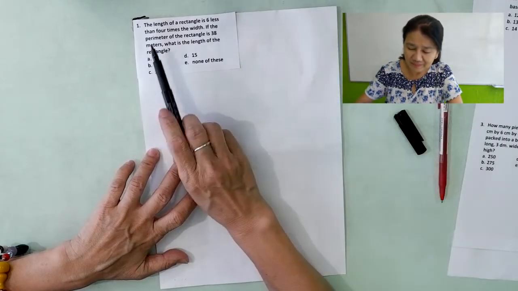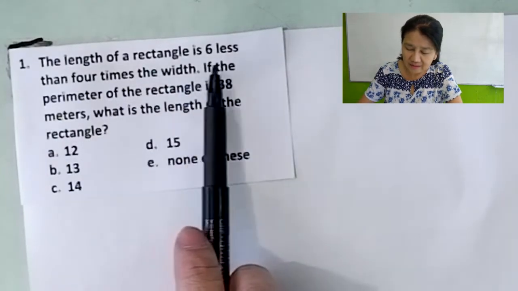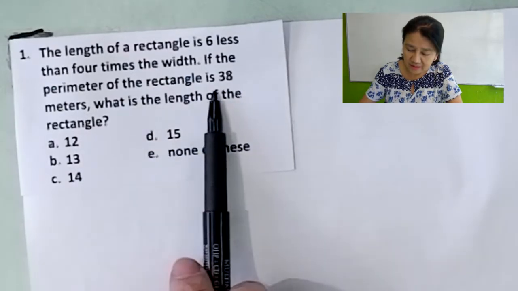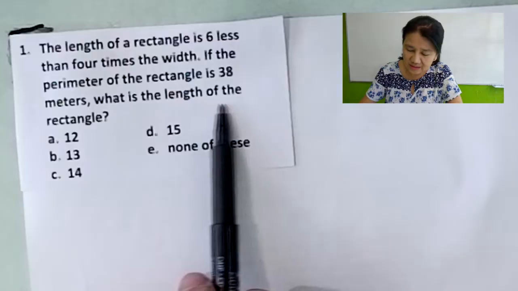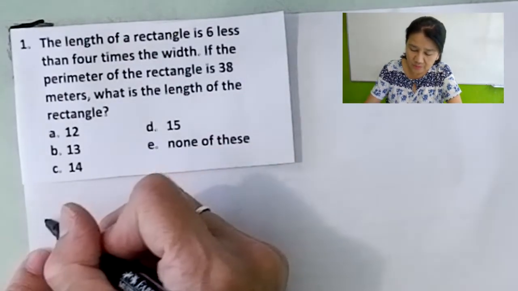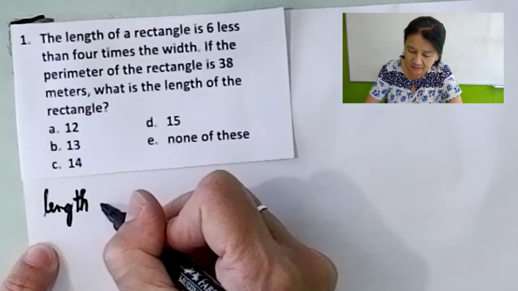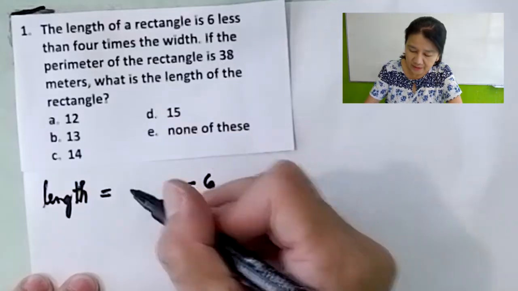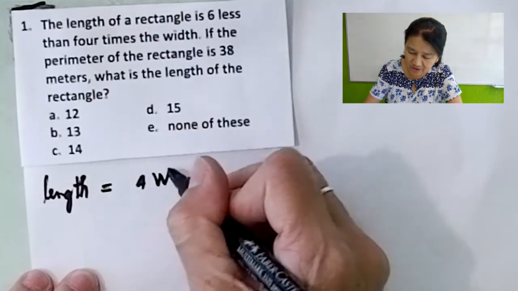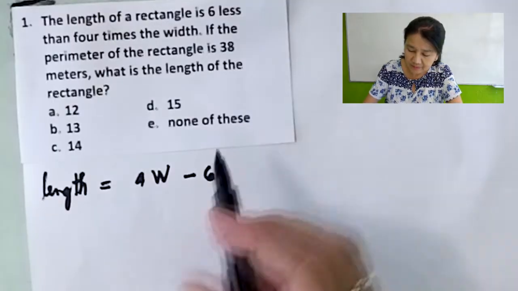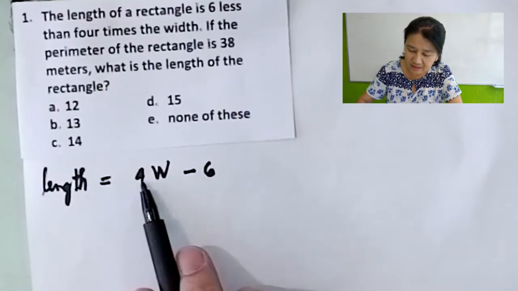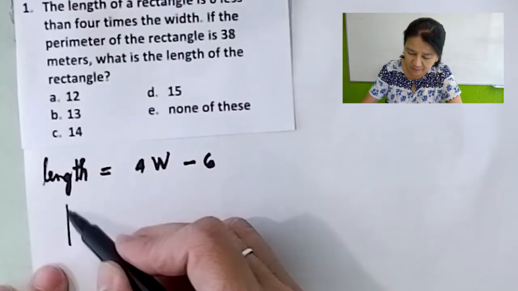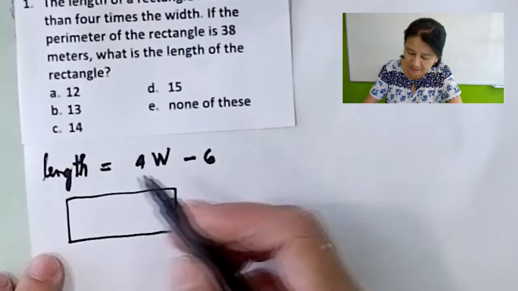Problem number 1. The length of a rectangle is 6 less than 4 times the width. If the perimeter of the rectangle is 38 meters, what is the length of the rectangle? So here, the length is 6 less than 4 times the width. Let us just let the width be W. If the perimeter of the rectangle is 38 meters, let's say this is our rectangle.